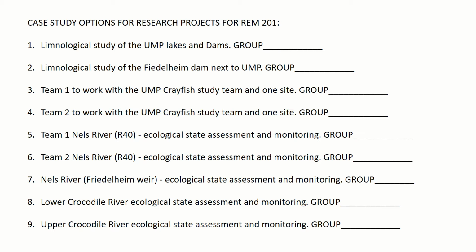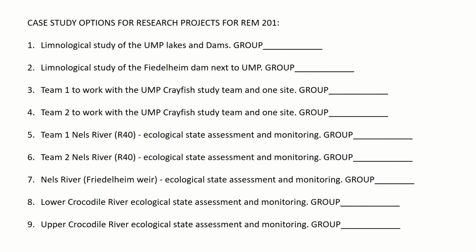Option 3, Team 1 to work with the UMP crayfish study team. In other words, they're going to give you a site, part of their group, and you're going to do a survey, part of their assessment, part of their project. They have 32 sites. I'll show you in a moment. Team 2 to work with the crayfish team.